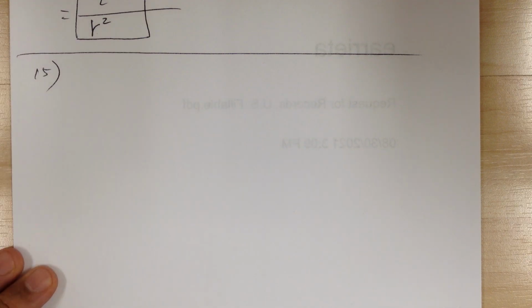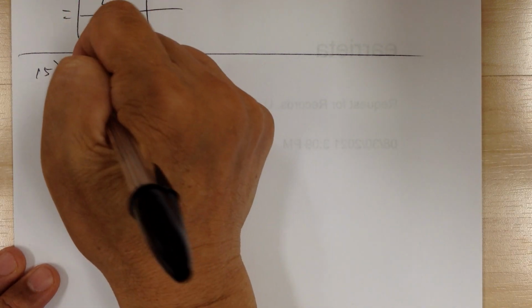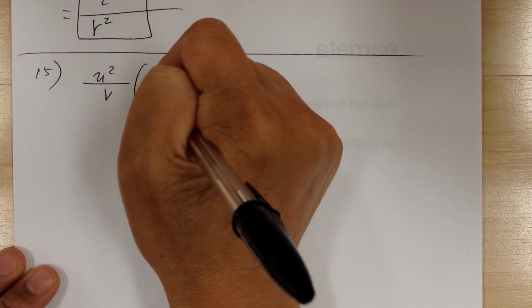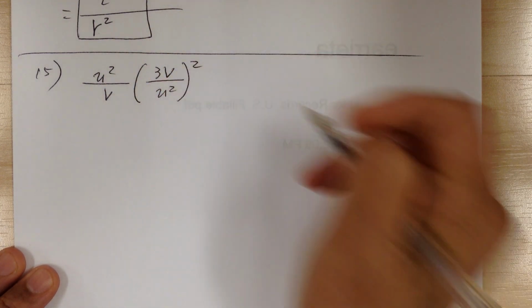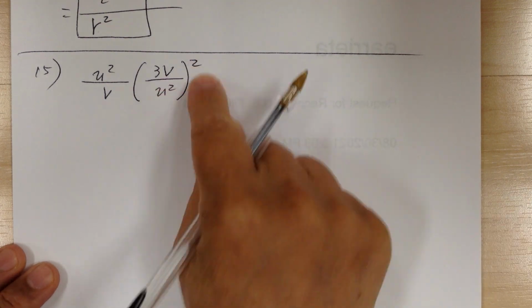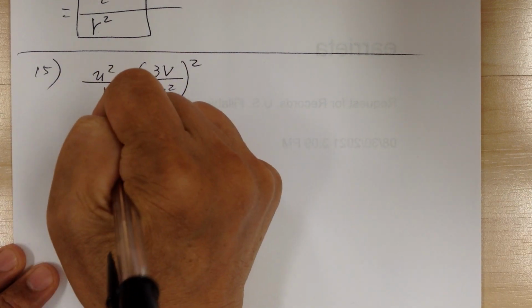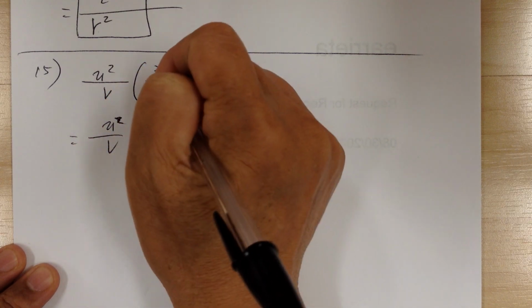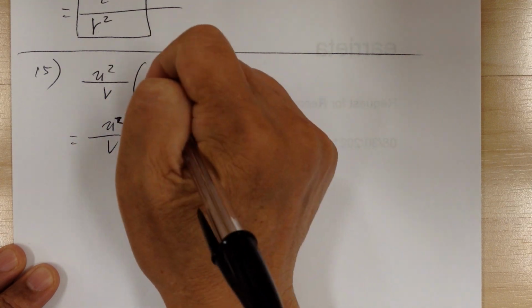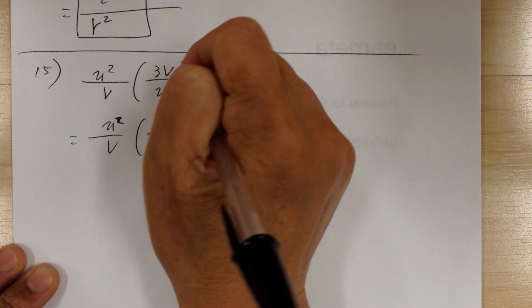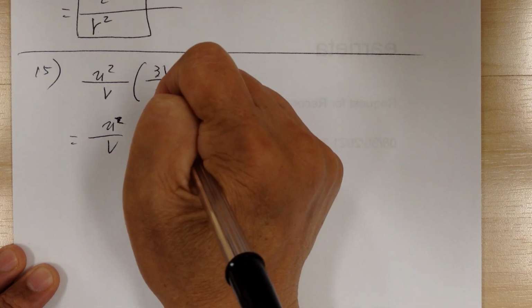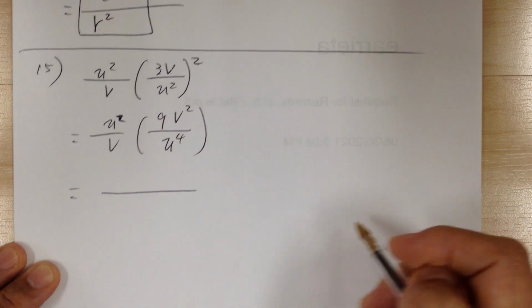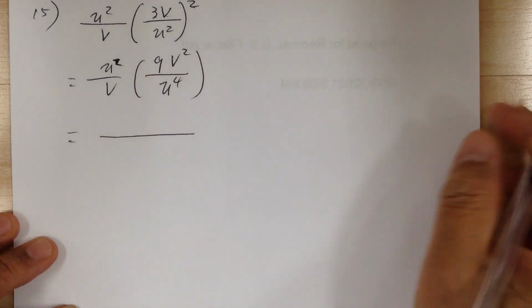Okay, number 15, u squared over v times 3v over u squared, squared. So you can square this first. So you get u squared v squared times, so it applies to each part. So 3 squared is 9, v squared is v squared, and u squared to the square will be u to the 4. Okay, so now let's go ahead and simplify this.